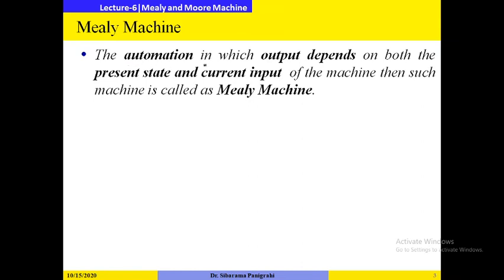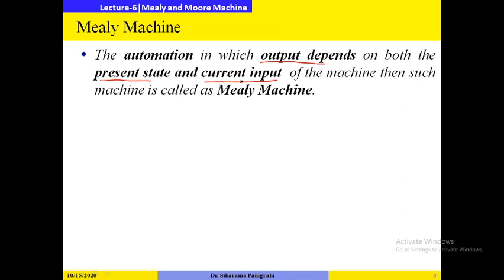So what exactly is a Mealy machine? An automaton is said to be a Mealy machine if its output depends on the present state as well as the current input. Up to now, what we have studied, we haven't considered the output. We have only considered that given a state, by taking one input, it goes to the next state. In today's lecture we will concentrate on the output part also.